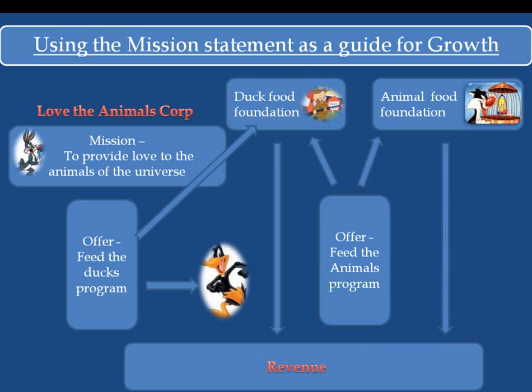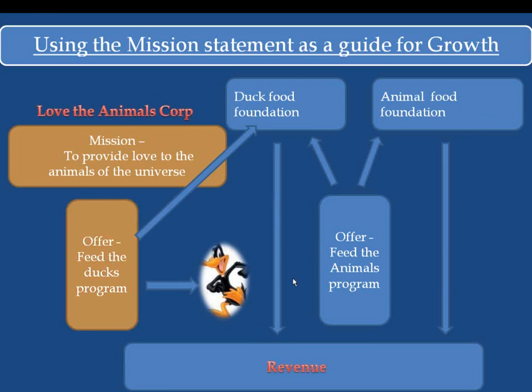There you go. Now let me just do this one more time, guys. Again, the mission is to provide love to the animals of the universe. He offers a Feed the Duck program. He's providing a service for the ducks, and he's providing a service for the Duck Food Foundation. That equals revenue from the Duck Food Foundation. Next, based on his mission, he decides he's going to offer a Feed the Animals program. He's providing a service for the Duck Food Foundation and the Animal Food Foundation. Bang, there you go, revenue from both. Is that clear?